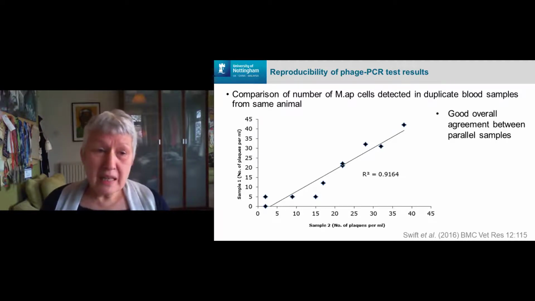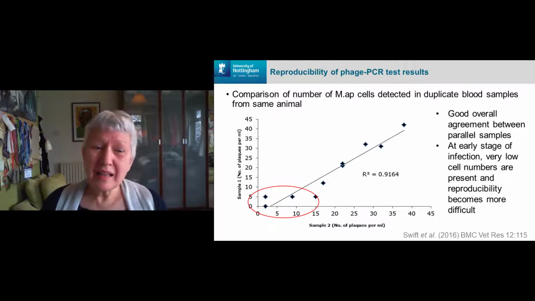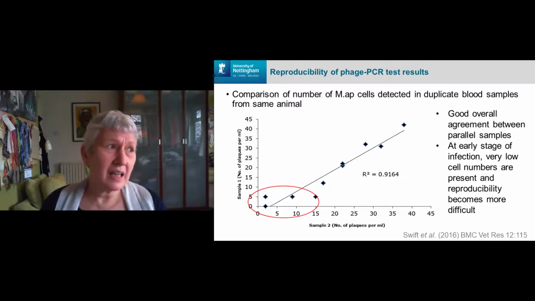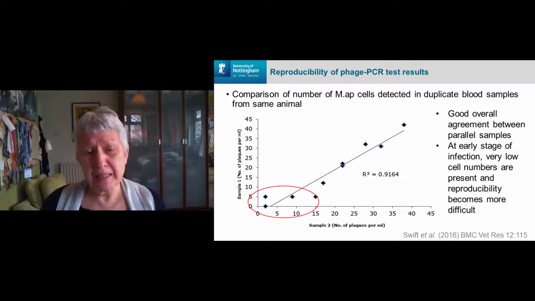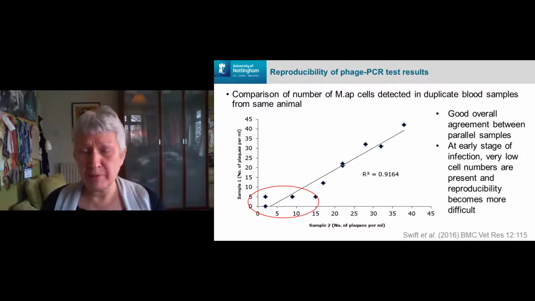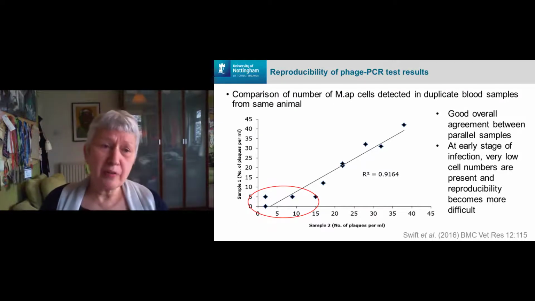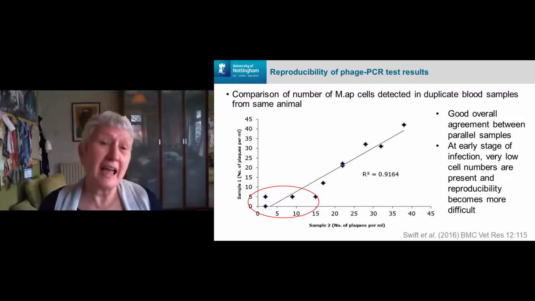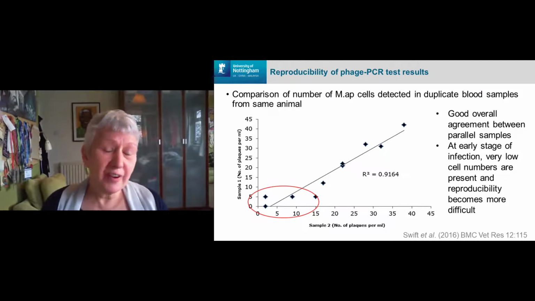However, if you look in more detail at the data, down at the bottom end here, when we get these very low levels, then we will get a bit of stochastic variation in the result. And we're talking about 5 bacterial cells per mL of blood, at which point, if we take 2 mL out of an animal and hope that those 5 cells are evenly distributed in every 2 mL sample, it's very unlikely that we would get an even distribution.